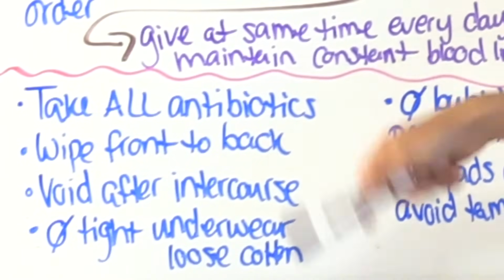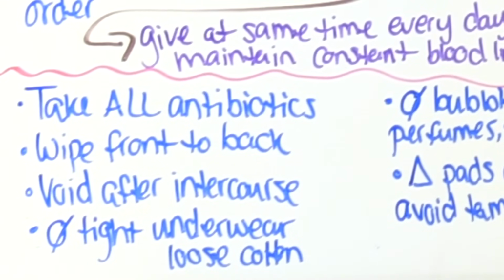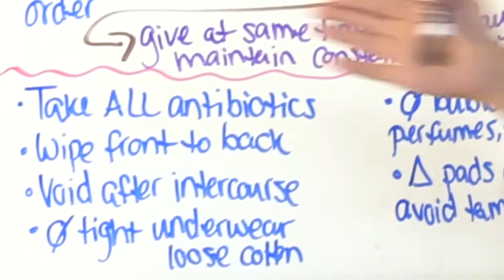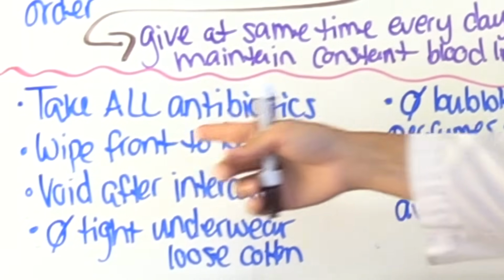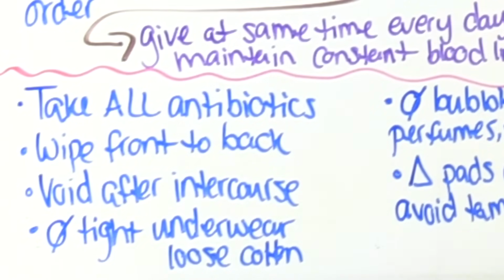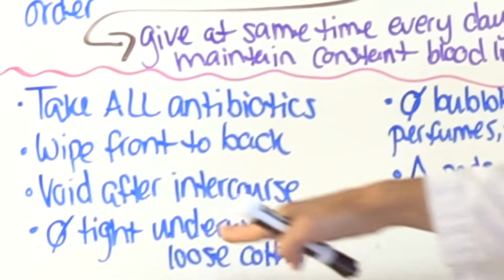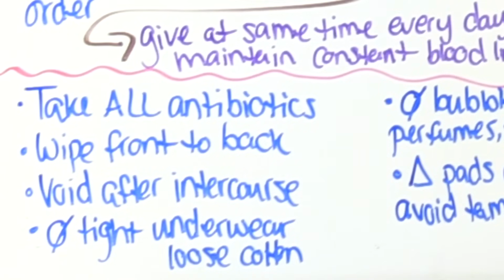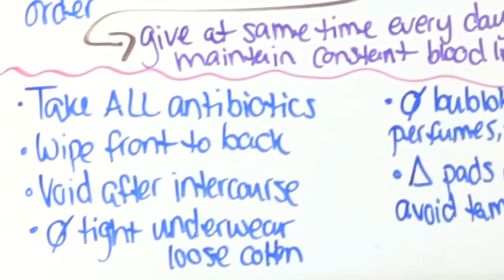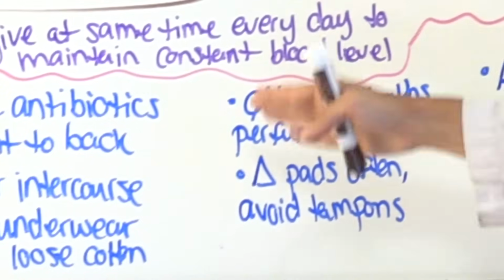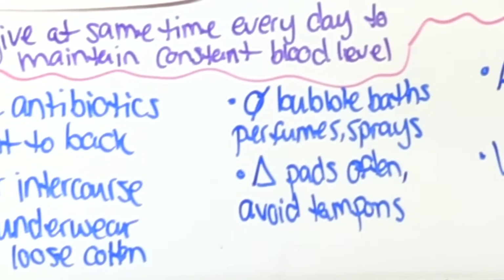Okay, some education pieces for your patients in preventing urinary tract infections. Again, they need to take all those antibiotics. Female patients need to wipe from front to back, very crucial. If they wipe from back to front, they'll introduce that bacteria in the rectum to the urethra. After sexual intercourse, it's very important to void, to clear out that urethra. They also need to avoid wearing any tight underwear. It's best to wear loose cotton underwear. Avoid bubble baths, perfume, sprays, powders.